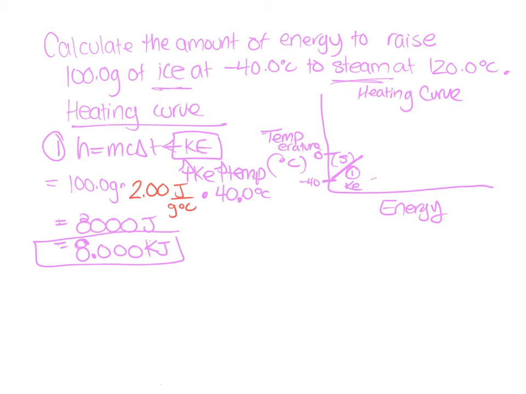Now we're on step number 2. What happens at step number 2 is remember that it undergoes a phase change. So it goes from being a solid to a liquid now, and this is a potential energy change. Anytime we're trying to measure potential energy in thermodynamics, we're going to use this formula, H equals nH. This one is always for potential energy and for phase changes.